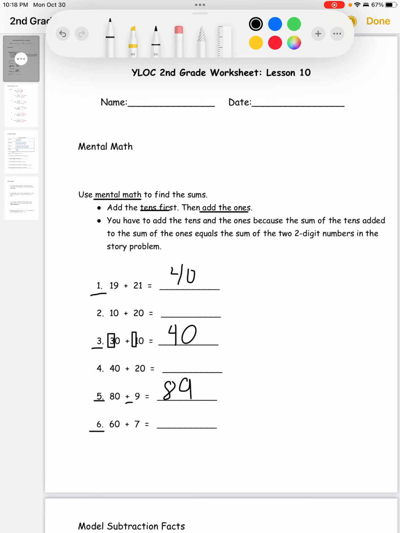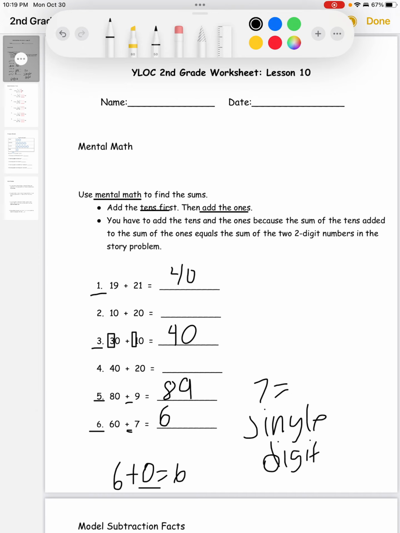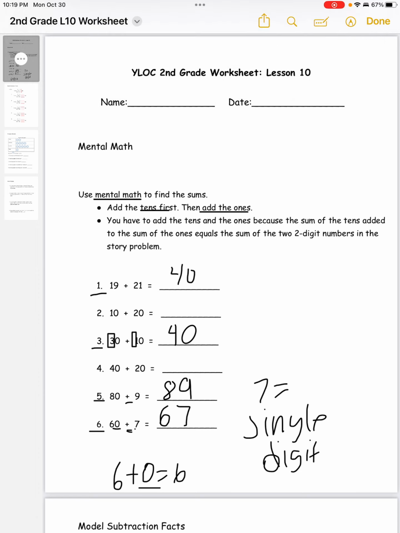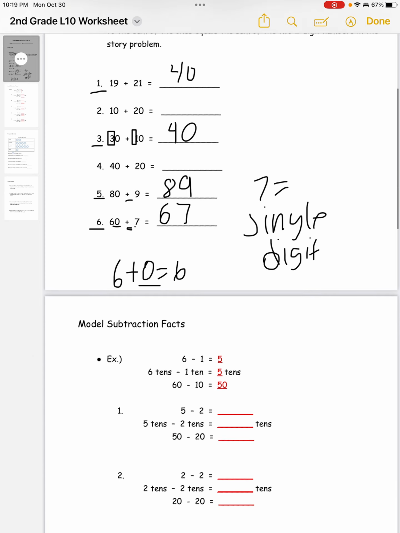Now let's answer number 6. Now there isn't a tens place for 7 again, because 7 is a single digit number. So we would write down 6, because 6 plus 0 equals 6. And we got this 0 from 7 because 7 is a single digit number. It's in only the ones place. So now we have to add the ones. So 0 plus 7 equals 7. So 60 plus 7 equals 67.